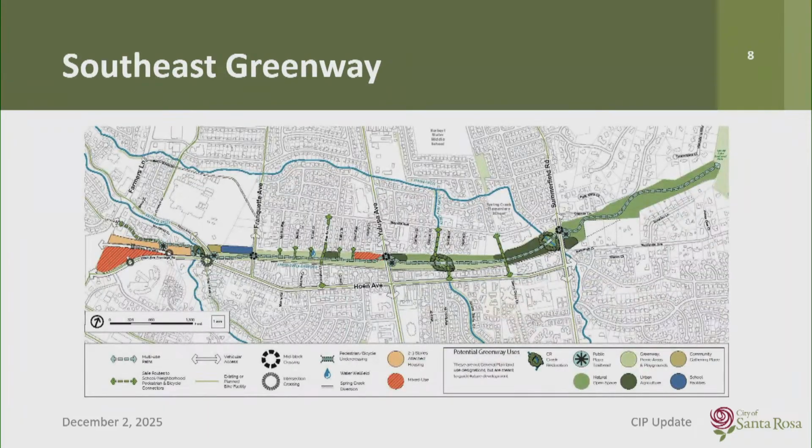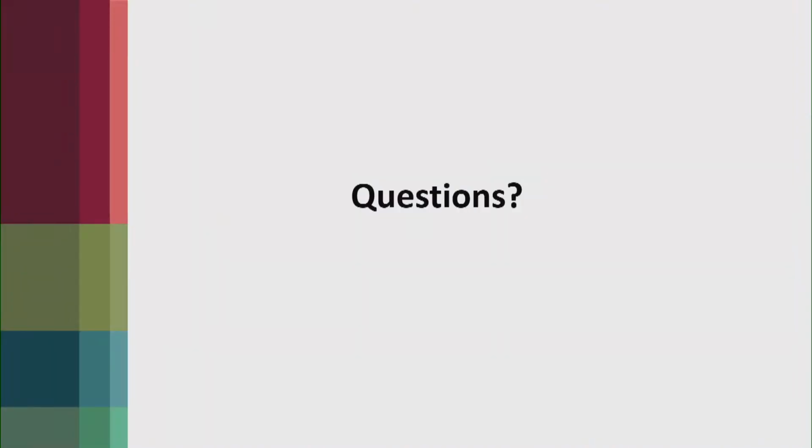And then lastly, I wanted to just mention the Southeast Greenway. This project is gaining some momentum, which is exciting to see. It's a 2-mile stretch between Farmers Lane and Spring Lake, and it will be a future park. We will be putting out the RFP for a master plan early in 2026. So that's pretty exciting. And with that, are there any questions?